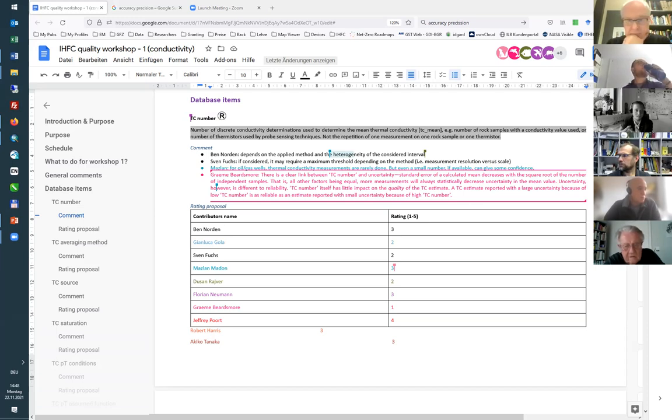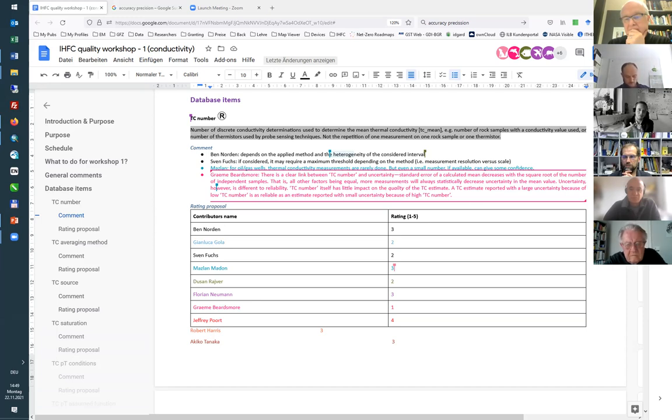The IGSN is a unique identifier for geosample numbers, and it is more and more accepted in geoscience to use this number as a unique identifier for rock samples. So this could be a way, for example, to link from a heat flow value in a database to thermal conductivity measurements made under this sample number, as one example.